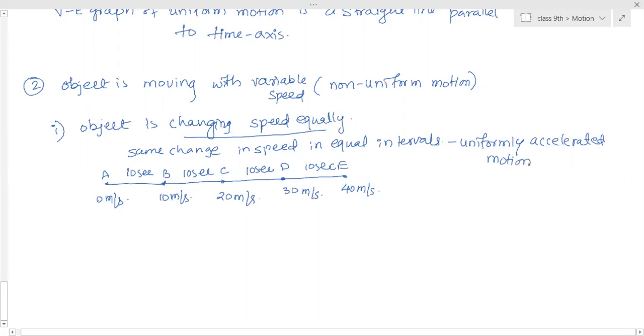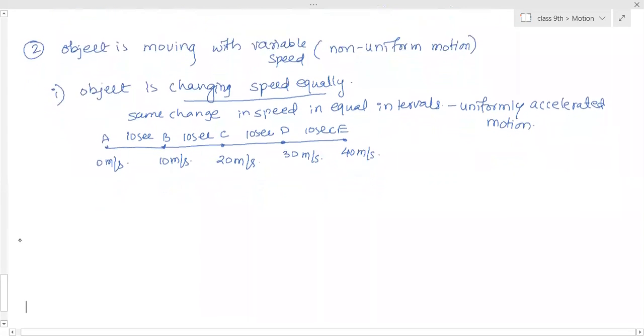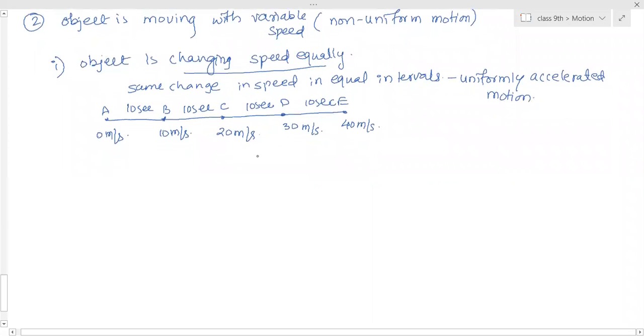Because in this case, you will see that the speed is changing with an equal difference. So this means acceleration will remain same. So therefore, it is called uniformly accelerated motion. So what is the change in speed every interval of time?